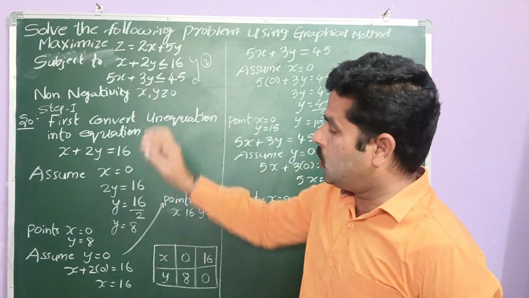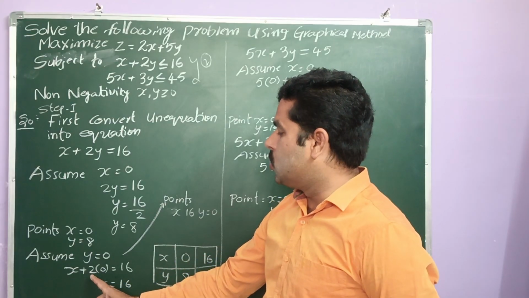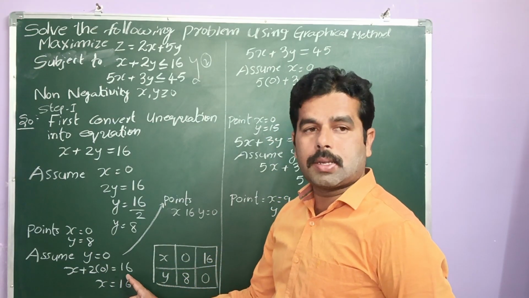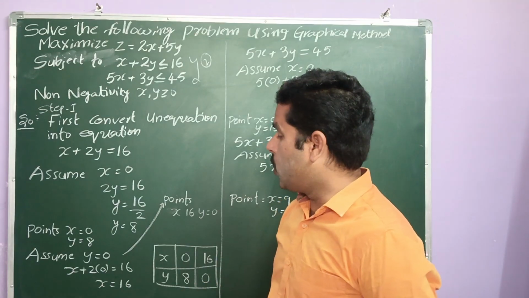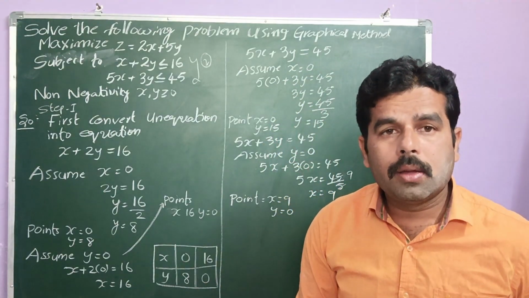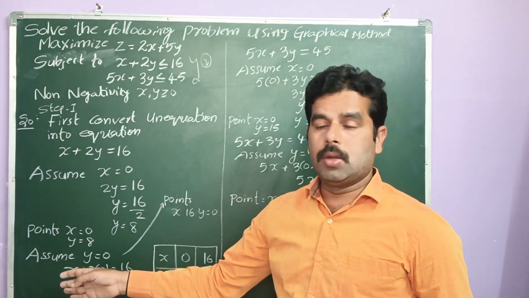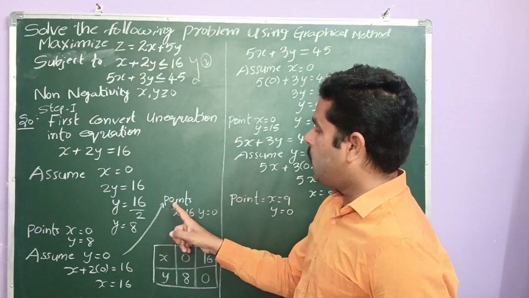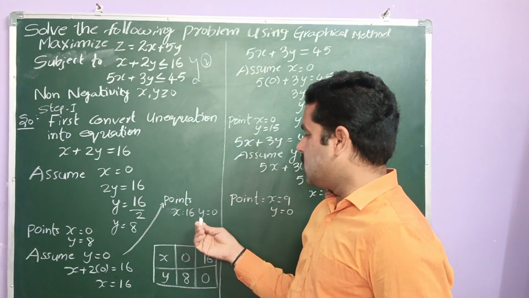Then for the second point of this equation, assume y equals 0. x plus 2 into 0 equals 16. Then directly we write x equals 16 only. Here there is no numeric value with x, only the x figure is there. So the point is x equals 16 and y equals 0.